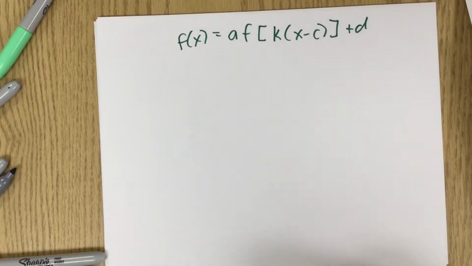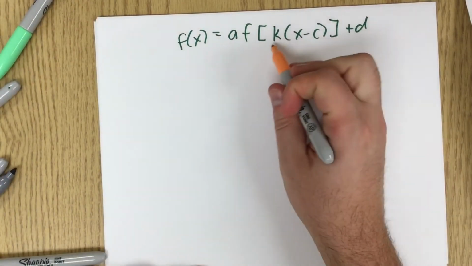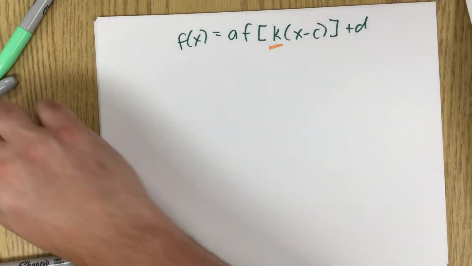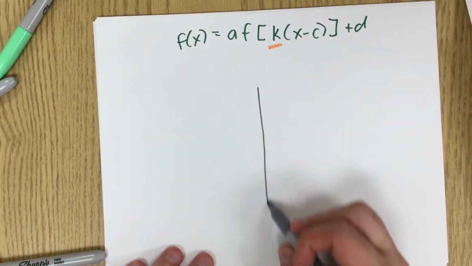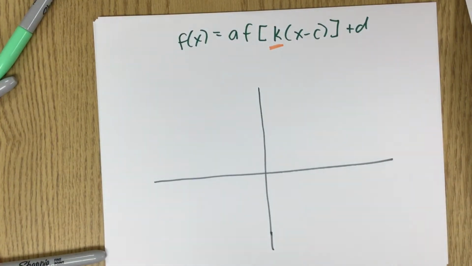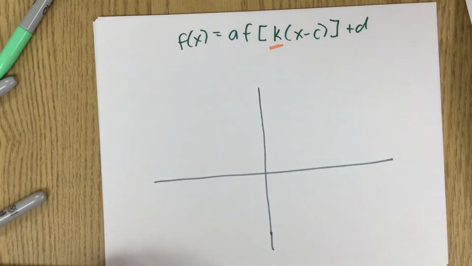Okay, so the last one we're going to do, we're going to be doing the K. And it's essentially going to be the same thing as the A, except it's going to be for horizontal. And there's also going to be a difference. So we should probably do this one on the grid as well.